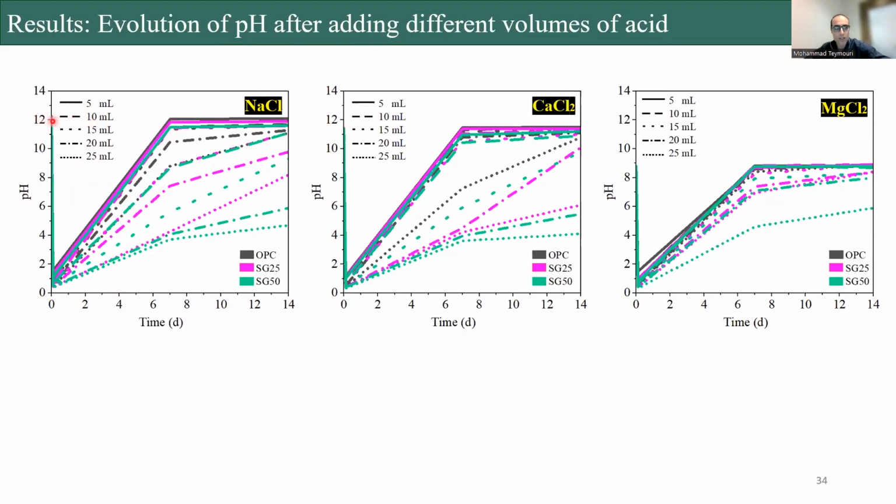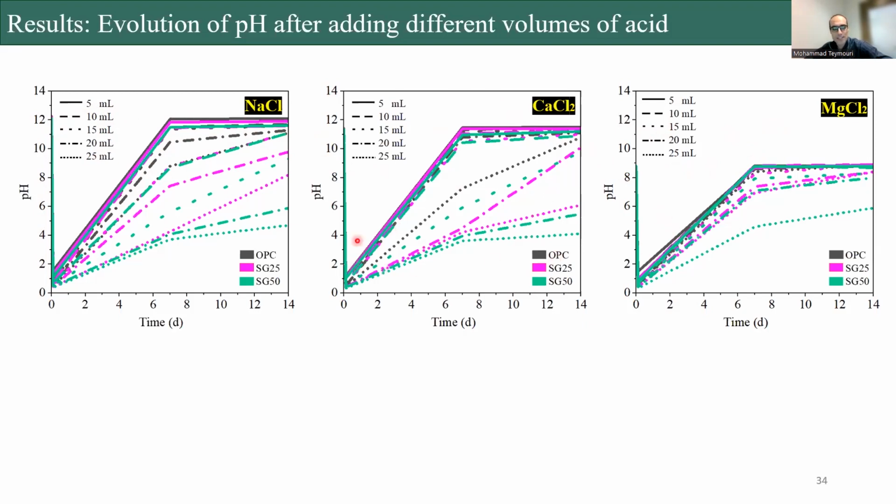So this is the pH of the solution. NaCl started from 12. We added acid, and then because of the buffering capacity of the system, it returned to here. You can see the solid lines are for 5 milliliter, where the pH dropped a little bit, for example, from 12 to 11 something. And it's the same for calcium and magnesium chloride. The first thing that you can notice is that the pH for these are different. This is the first thing that we need to consider.